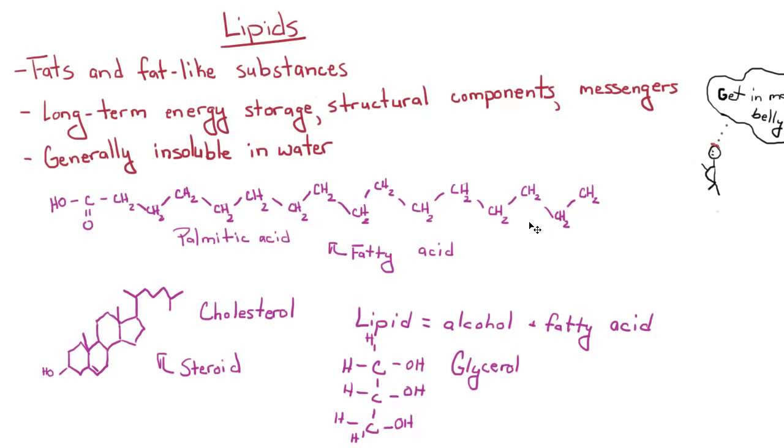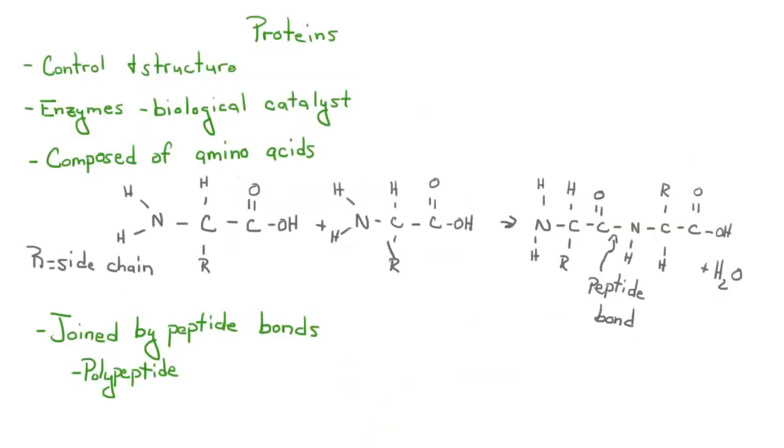And an actual lipid molecule is an alcohol and a fatty acid. Most lipids are triglycerols. Glycerol is this molecule right here. It's got 3 alcohols on it, and attached to those 3 alcohols will be 3 fatty acid chains, such as palmitic acid. Next we have proteins, which are involved in control and structure.